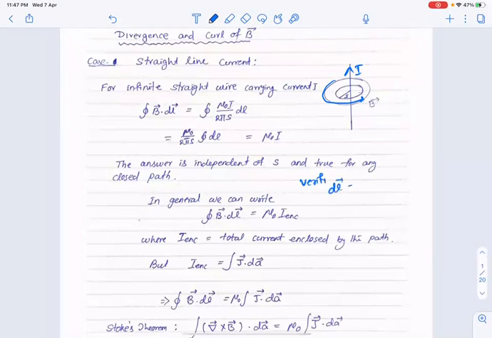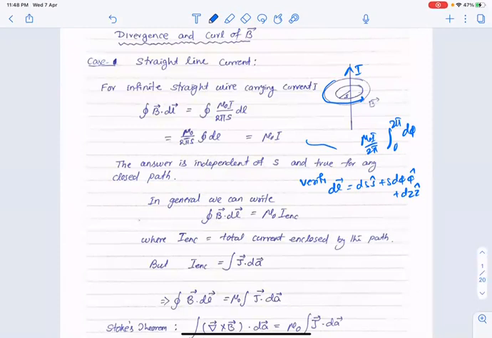You can take dl as ds s cap plus s d phi cap plus dz cap. You do the integration, and as you know, the magnetic field direction is along phi. So this integration will come out to be mu 0 I by 2 pi times the integration from 0 to 2 pi of d phi. That will again give rise to mu 0 I.